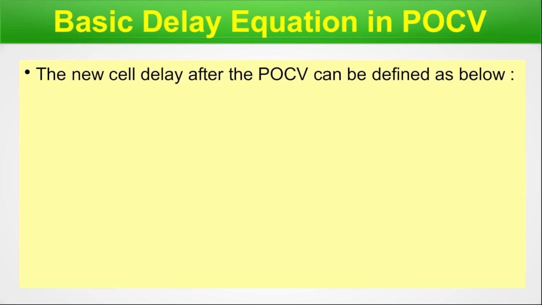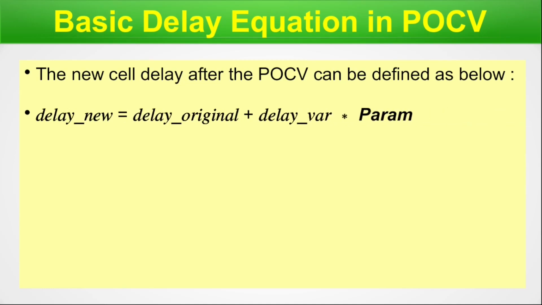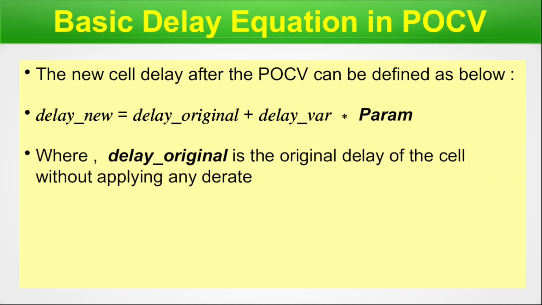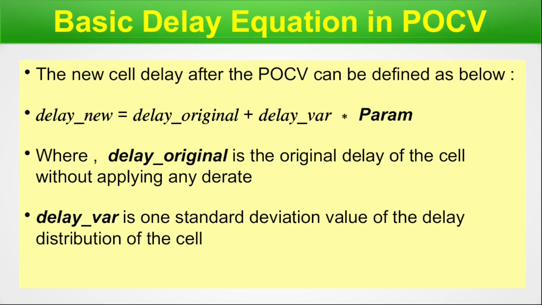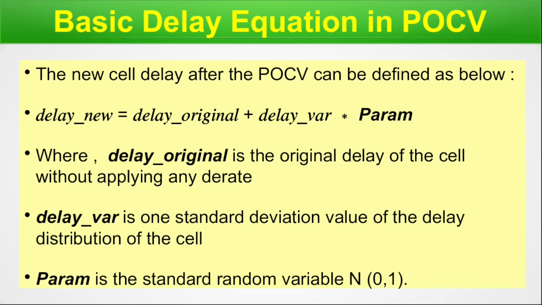The new cell delay after the POCV can be defined as delay new is equal to delay original plus delay var into param. So what are all these things? Delay original is the original delay of the cell without applying any derate. Next, delay var is one standard deviation value of the delay distribution of the cell. Param is the standard random variable, that is n. So these are all statistical terms. So this way you can visualize the new delay that has been defined inside POCV engine. We are done with this particular slide in a short and sweet manner. Let's move on to the next one.